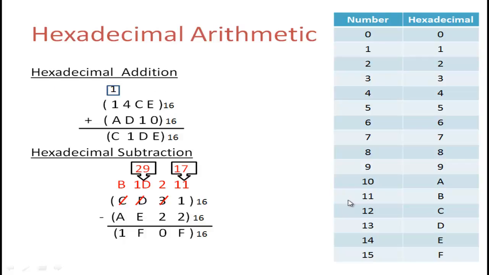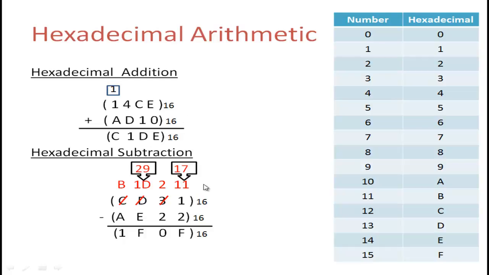E, that is 14. 14 plus 0 is equivalent to E. Okay. C plus 1, that is 12 plus 1, is 13, and 13 is D. 4 plus D, that is 13 plus 4, is 17, and 17 in hexadecimal is represented by 11. So it is 1 here, 1 carry. Then A plus 1 plus 1 is A, 10, 11, 12, that is C. So this is the result of the addition of these two hexadecimal numbers.